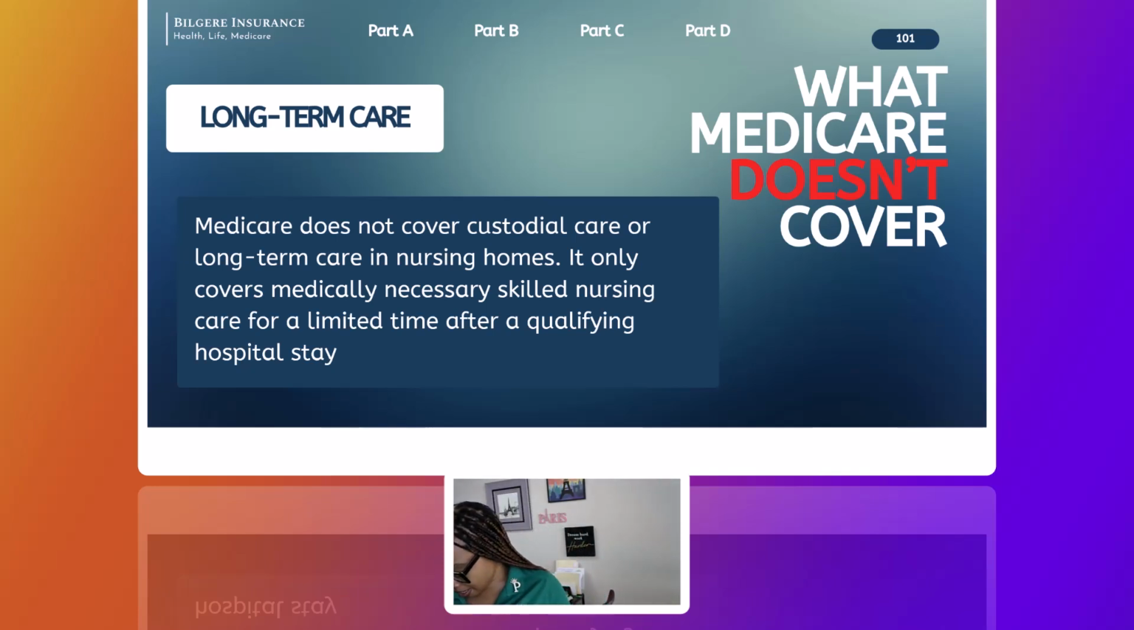Long-term care. So long-term care, Medicare does not cover custodial care or long-term care in nursing homes. It only covers medically necessary skilled nursing care for a limited time after a qualifying hospital stay. So think about any time you would need long-term care. Short-term care can go into this as well, but if you have surgery, you're going to have your surgeon, your doctor that takes care of that.